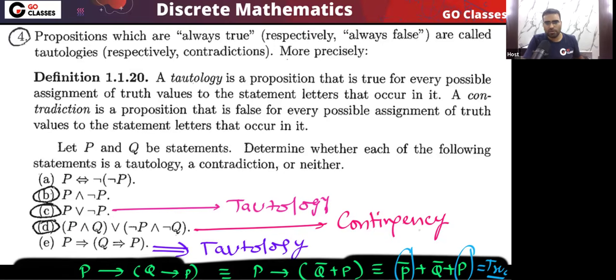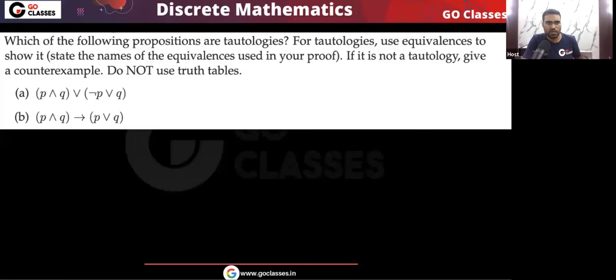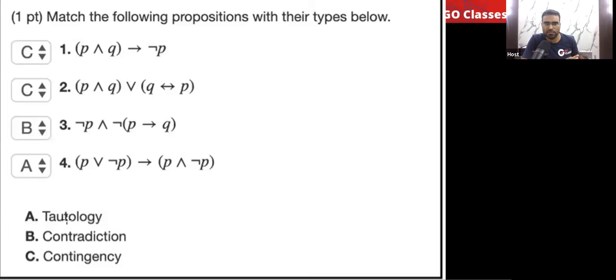So very simple. Like this you can do. Can I give this question as a homework? You have to find which of the following are tautology. Two options are given to you, option A, option B. You have to check, is this tautology? So take it as a homework.